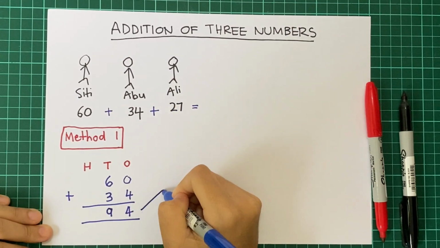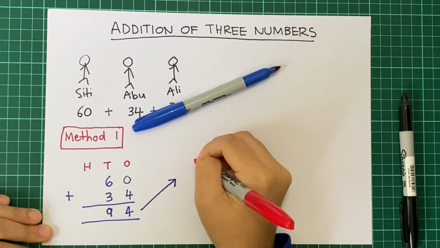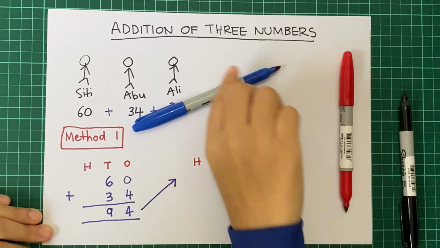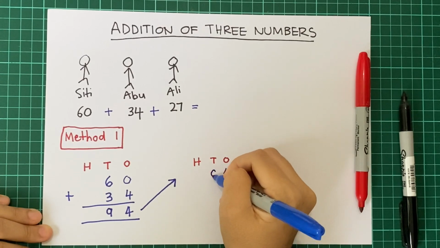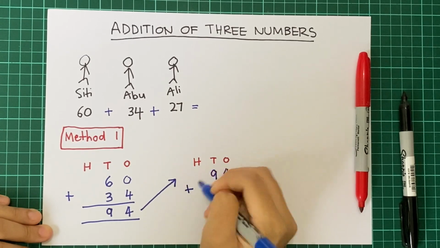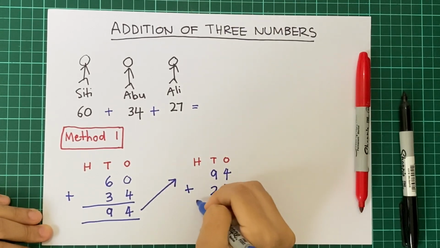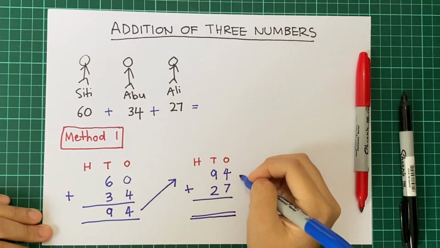So, you bring the answer to the next side. Same with the place value hundreds, tens, and ones. And then, you write back the answer. It is 94. You plus with the third number. It is 27. Now, you add these two numbers to get the answer.